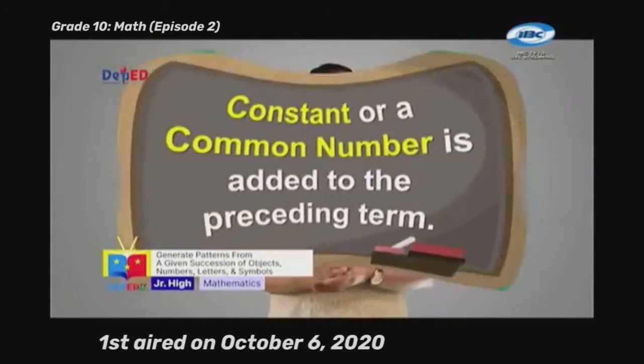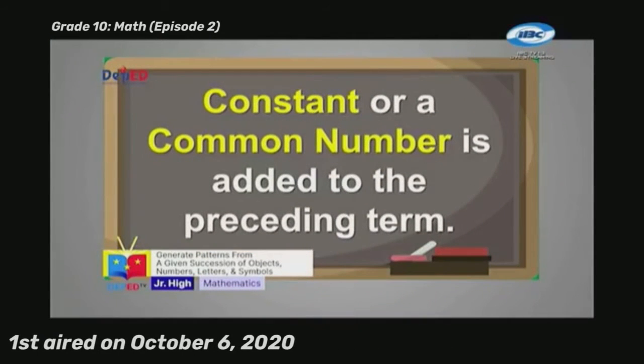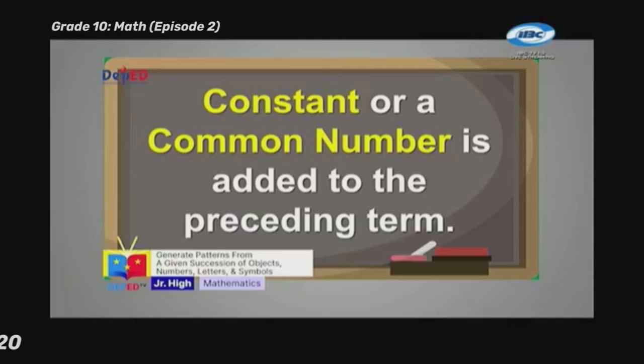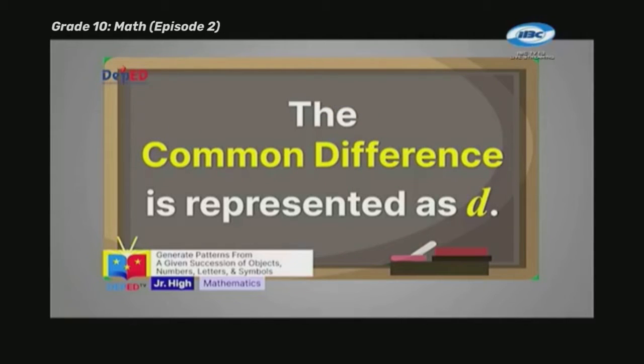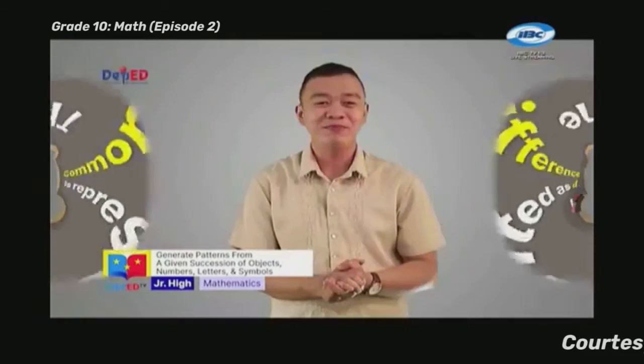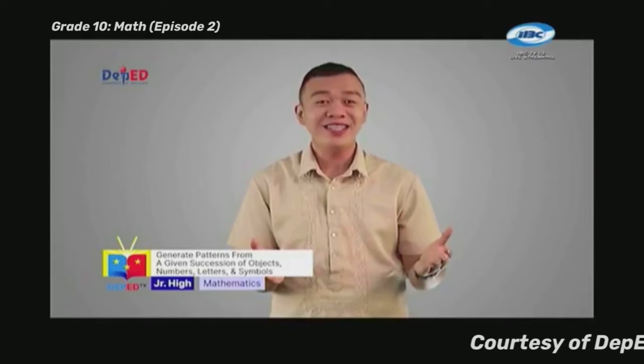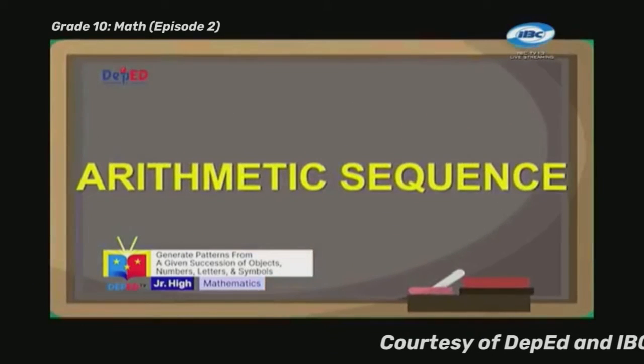Notice that a constant or a common number is added to the preceding term or the next number before it to get the next term in each of the sequences. The constant number being added is called the common difference and is represented by the letter D. All these sequences are called arithmetic sequences.